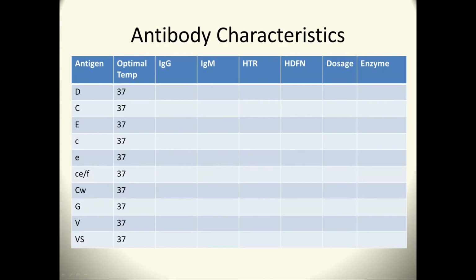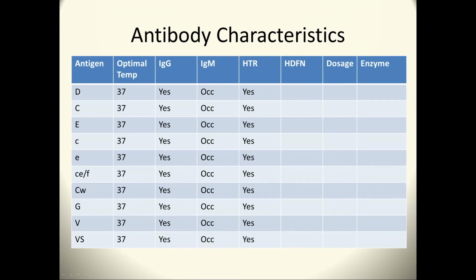This table illustrates several characteristics of some of the most frequently encountered Rh antibodies. The optimal temperature for antibody sensitization is 37 degrees Celsius. The antibodies are primarily of the IgG isotype and can therefore cross the placenta and cause hemolytic disease of the fetus and newborn, or HDFN. And as previously explained, all begin as the IgM isotype and can occasionally have IgM components in varying percentages. All are capable of causing extravascular hemolytic transfusion reactions, although not all do.